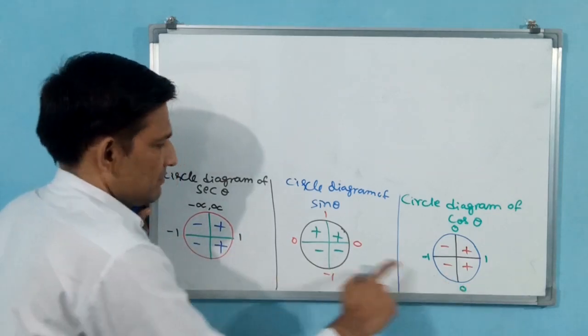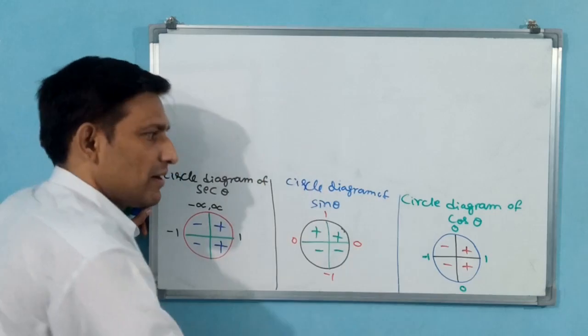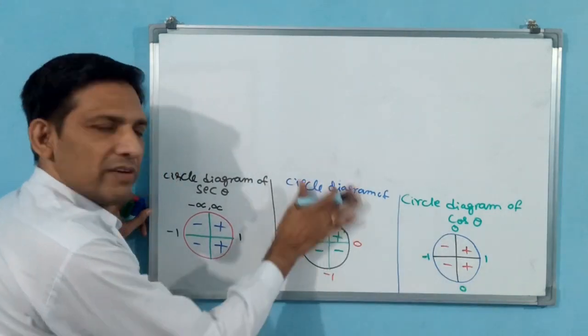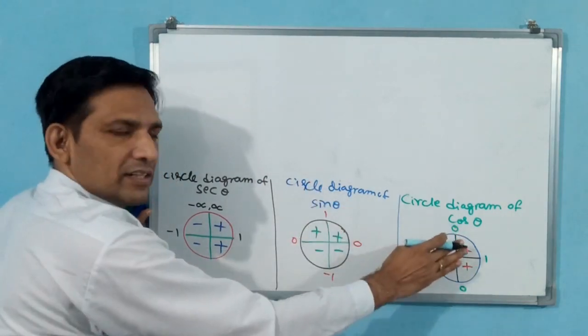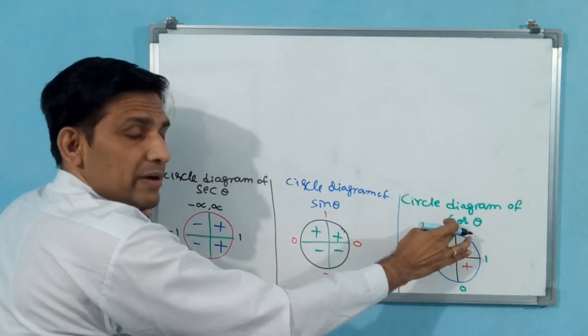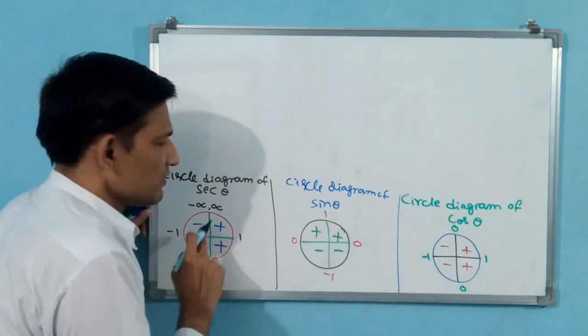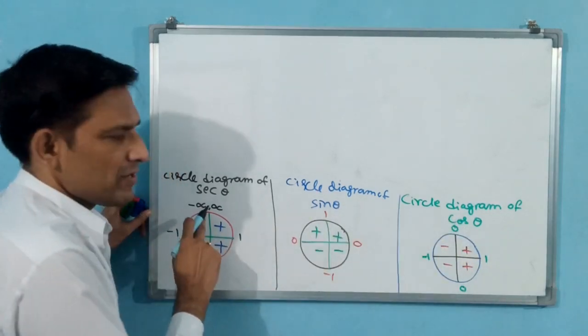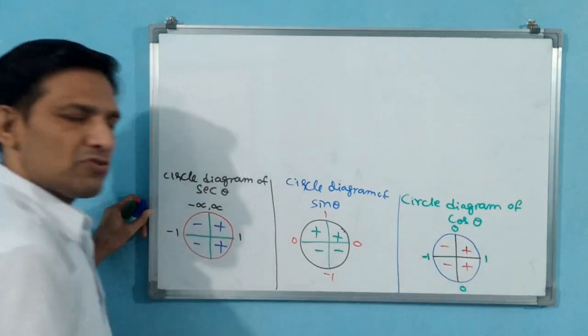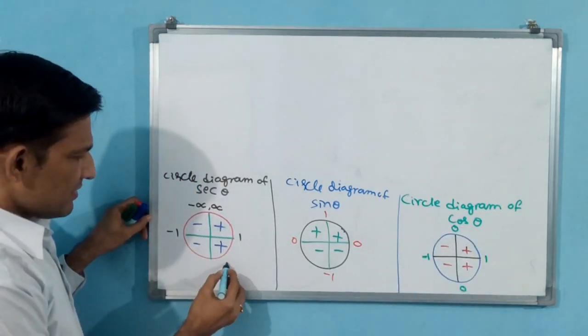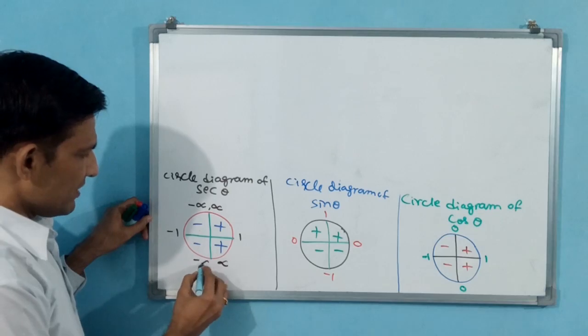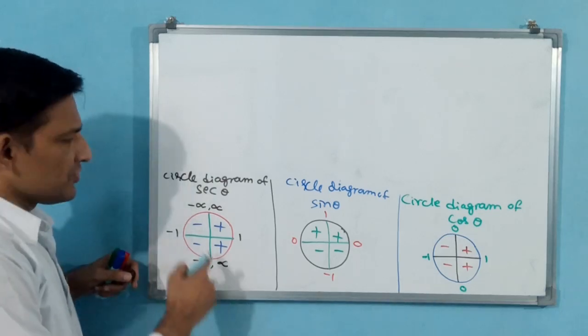Minus 1, sorry, not minus 1, only 1. Why? Because here we don't require sine theta, only cos theta we require. 1 divided by cos theta is going to give secant theta. 1 divided by 0, infinity. Again 1 divided by 0, same thing going to come: plus infinity, minus infinity. Both are disjoint, discontinuous.